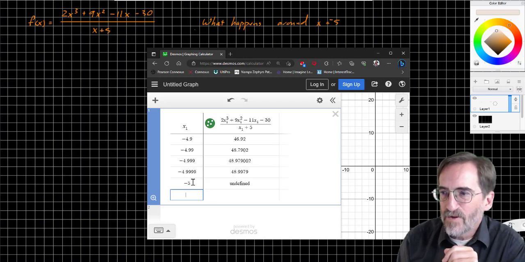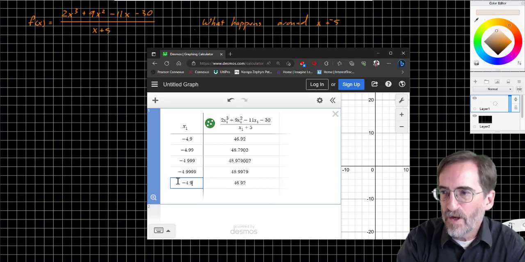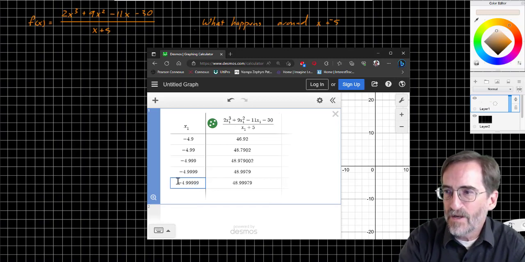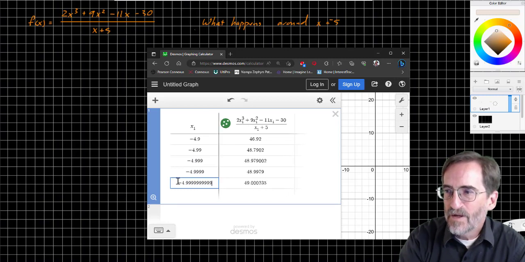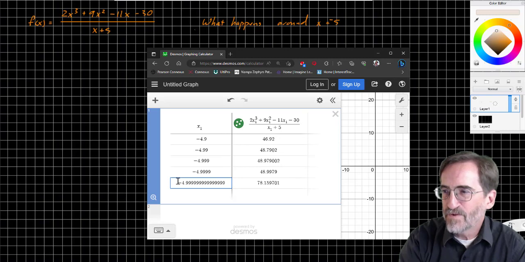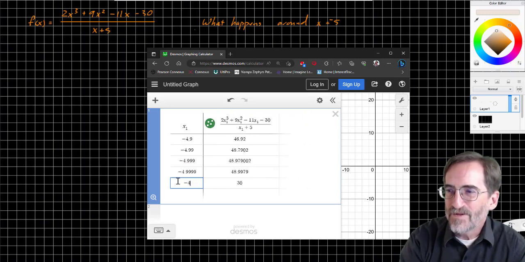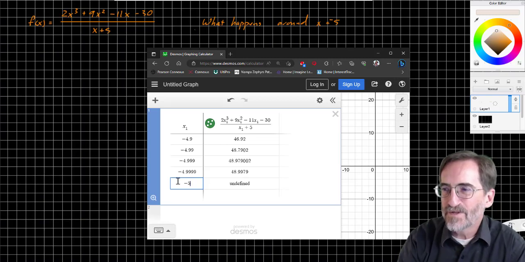I can carry this on a little further here. Negative 4.99999, and as I continue to add 9s, it starts to oscillate, right? Interesting results here. I think it's having some glitches there.